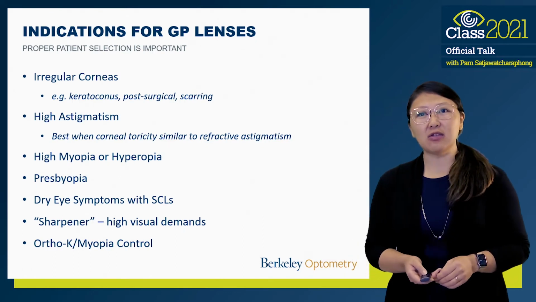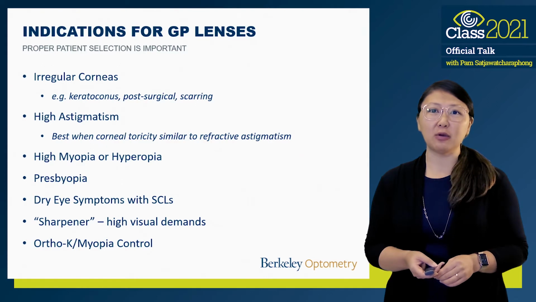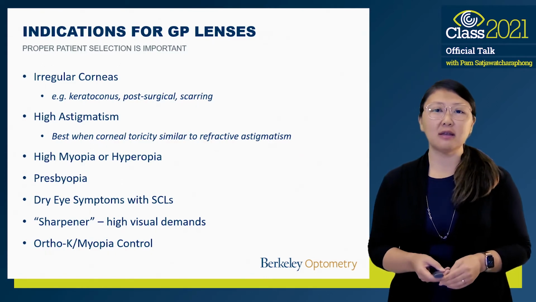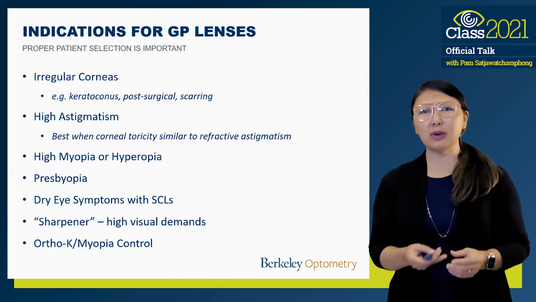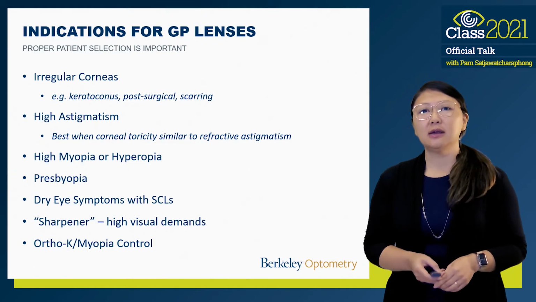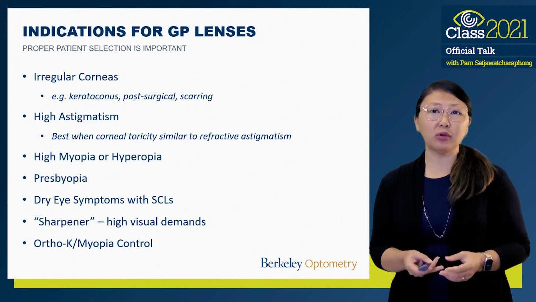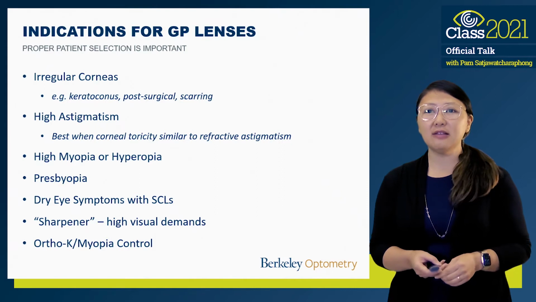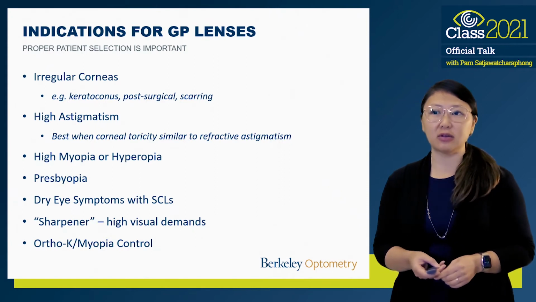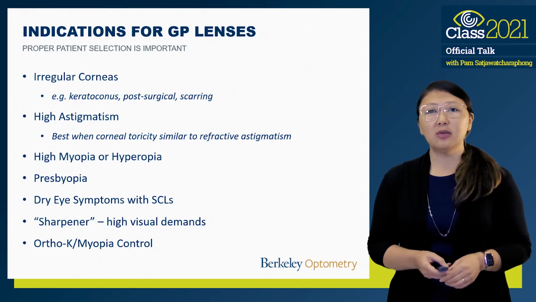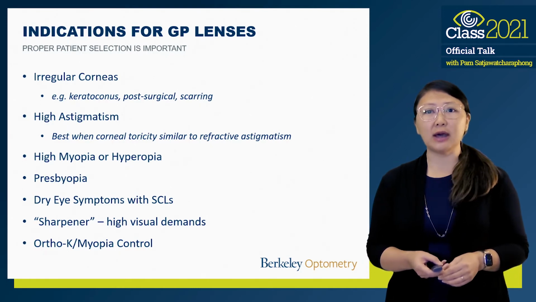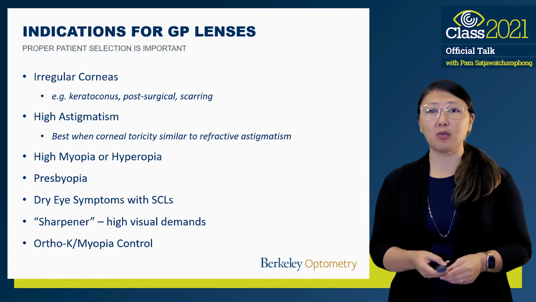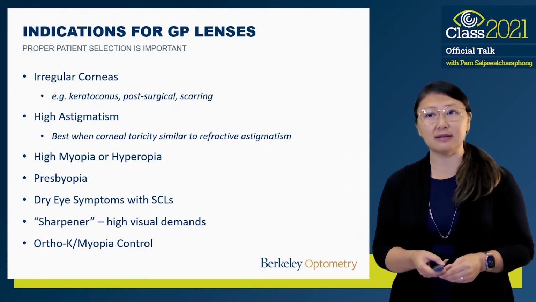I think one of the largest populations that we'll use them for is the irregular cornea population: people who have keratoconus, surgical scarring, or irregular corneas after surgery. The other patients who may have a normal cornea but still may benefit from GPs are those with high astigmatism, and this is best when their corneal toricity is similar to their refractive astigmatism.